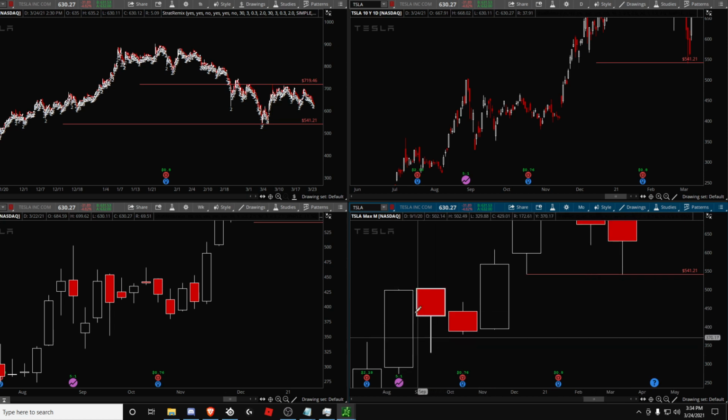So the month goes red. This is corrective activity, and then we get the inside bar, the consolidation. So this is a 2 up still, even though it's red, and then the inside bar, and then continuation back into the time frame continuity.